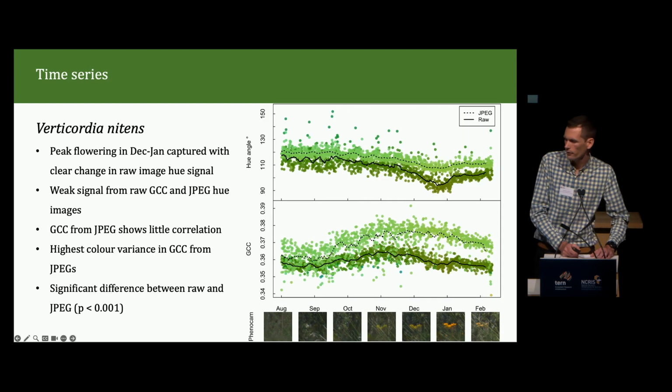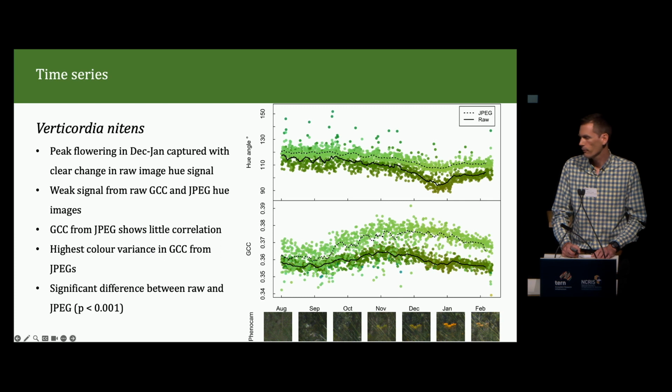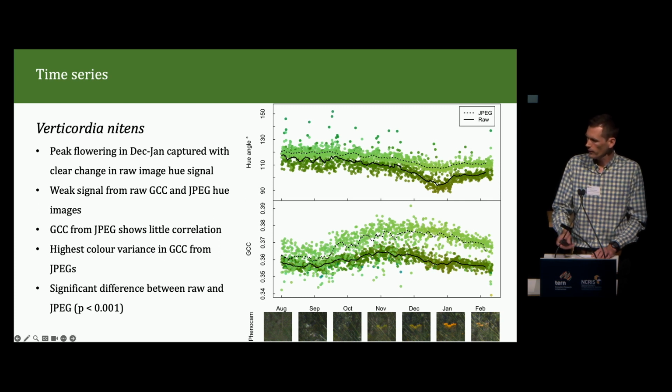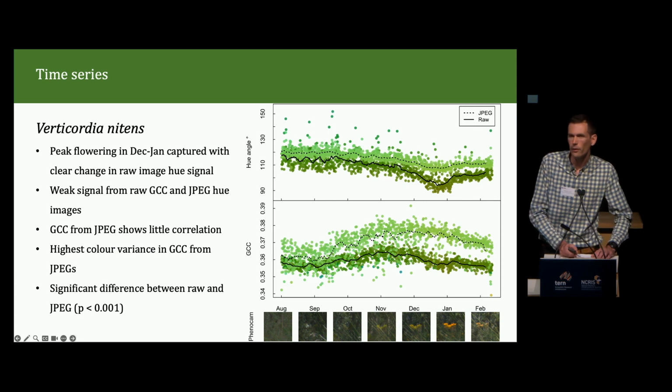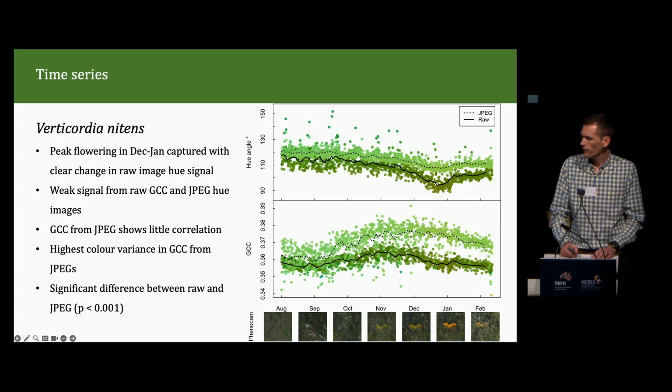So looking at time series data, I looked at an individual flowering event in a plant, a Verticordia nitens, and down the bottom you can see the actual images. So what you can see in the 2 plots here are the comparison between the hue, which is the top chart, and the GCC. And then the solid black line is the raw images, and the dashed black line is the JPEG images.